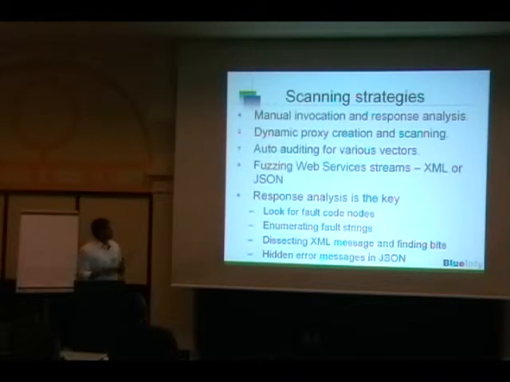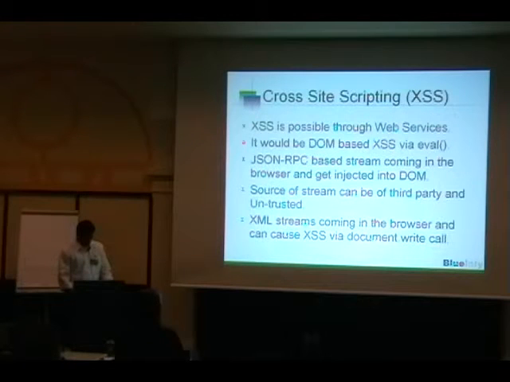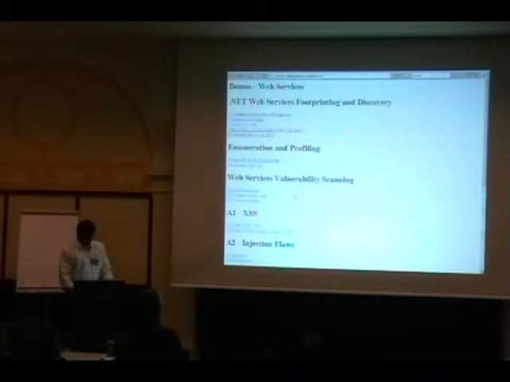Then there is auto auditing for various vectors, and fuzzing, XML or JSON fuzzing you can do. The key part is response analysis. Once you make a SOAP call, you look for a fault code or a fault string, because that is where the 500 internal error, fault code and fault string show up. Okay, next. We don't have much time now.